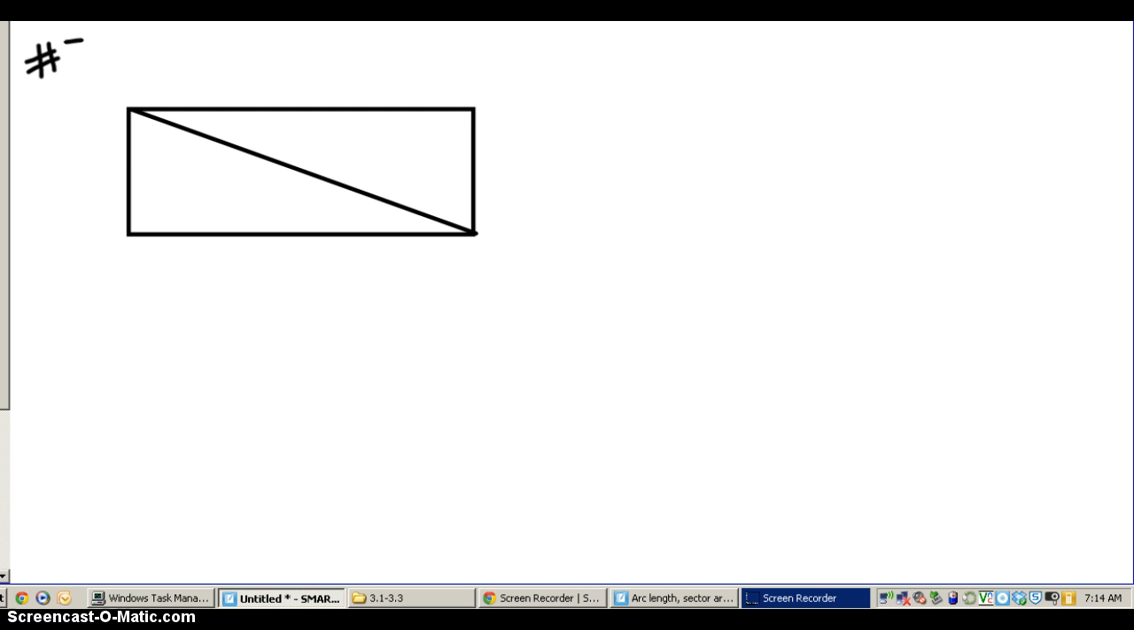All right, another rectangle. So by now you should start to get the hang of it, but this one changes because we're given the width of 15 and a diagonal of 25. So we need to be able to find a leg.